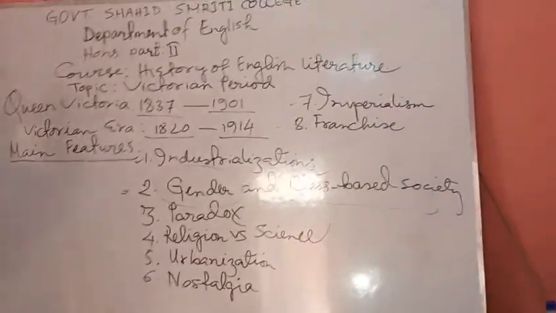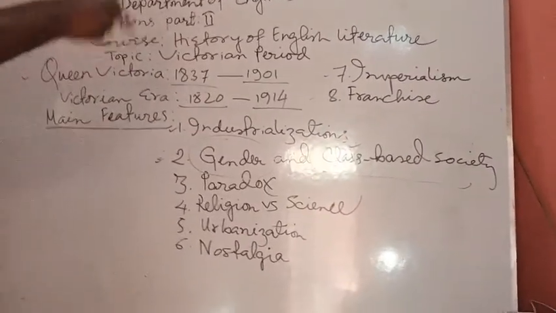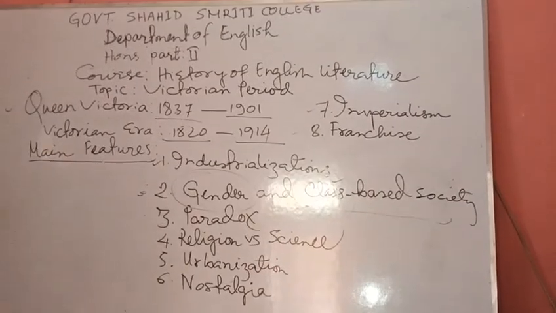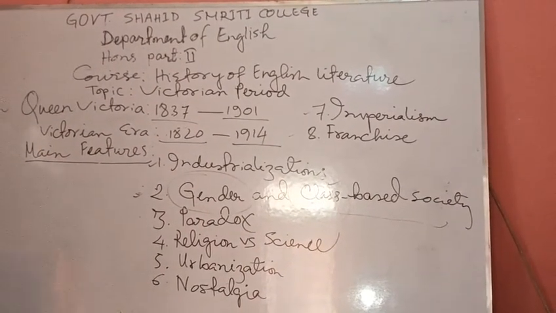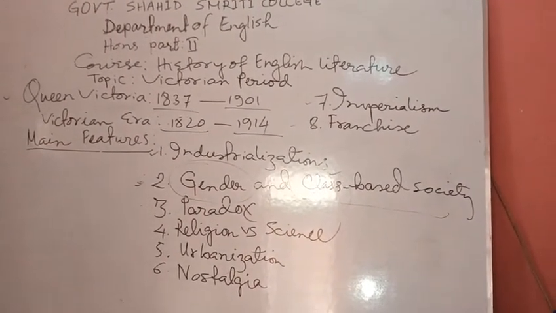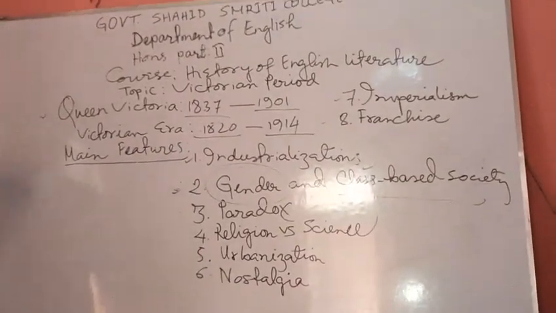70 to 80% of the Victorian people were working class, and their annual income was not more than £100.